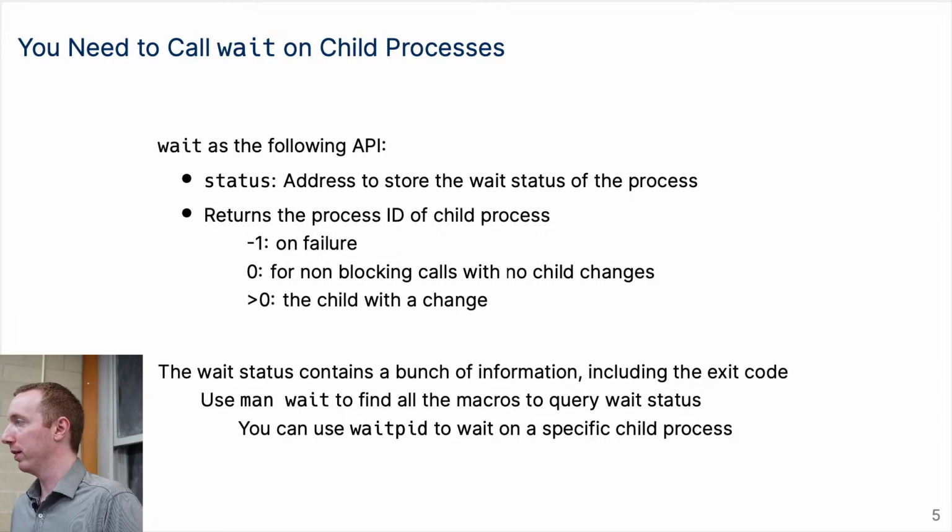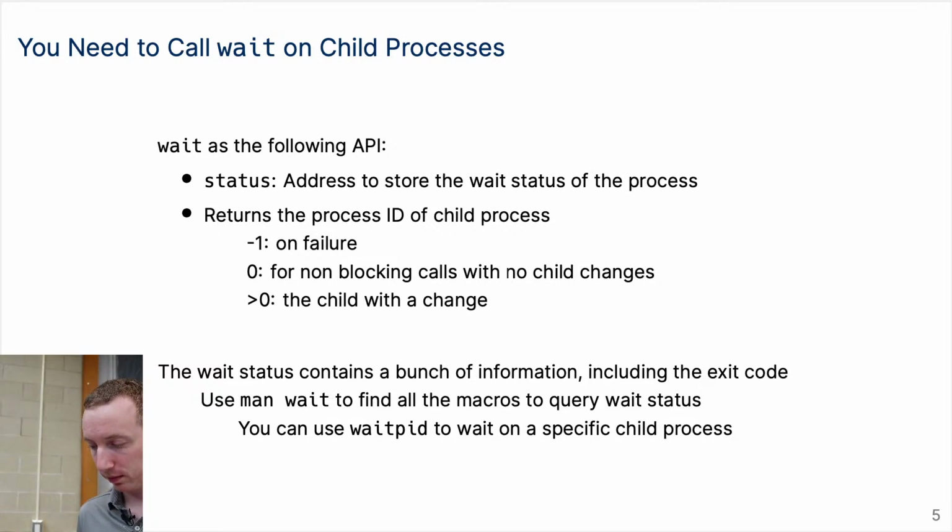I didn't quite understand the address to store the wait status of the process. What exactly does it do? So it just needs to have an address that points to an integer that's valid, that it can write information to. As part of wait, it'll dereference that address and write, you can think of it as a second return value there. So it's just a cheesy way to get around only having one return value.